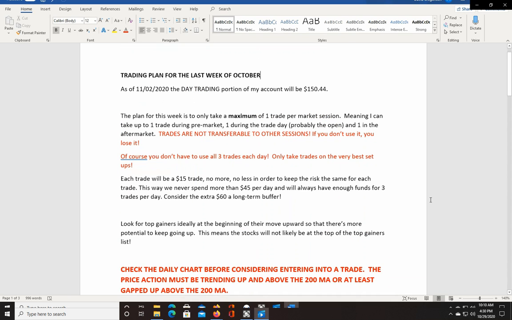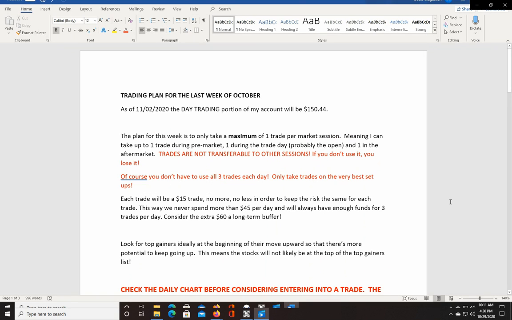As far as patterns go and stuff like that, I have that somewhere else, because one of the things you need to do is read your plan every single day before you start trading, and that way all that stuff is fresh in your mind. And there's no question about whether you should be in a trade or not. If it matches your plan and it's a pattern that you trade, then you should be in it.